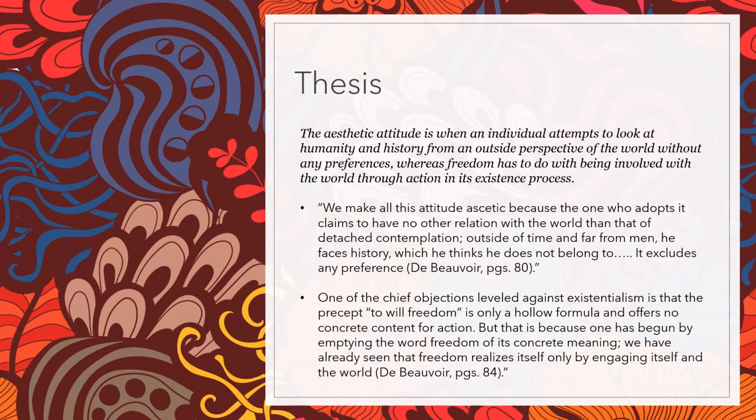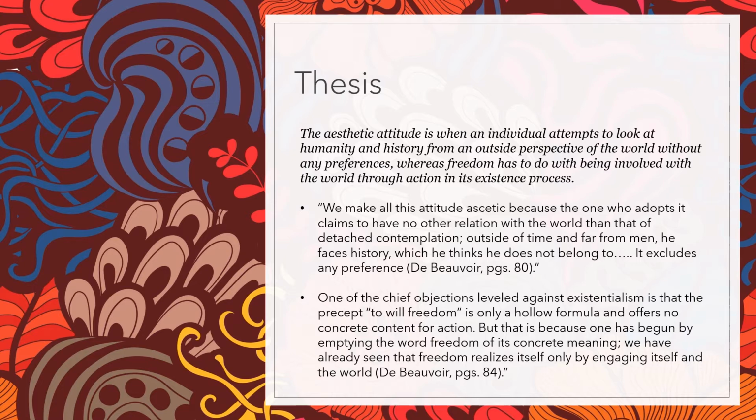It is a two-parter, meaning that it goes over the aesthetic attitude, what's the gist of it, and also the freedom side of positive aspects of ambiguity, but just a small section of it. Now, to start off, we'll start with the aesthetic attitude, and it is when an individual attempts to look at humanity and history from an outside perspective of the world without any preferences. So you're not in the moment, basically.